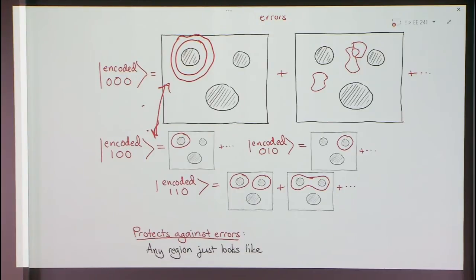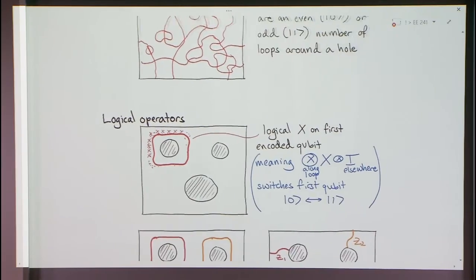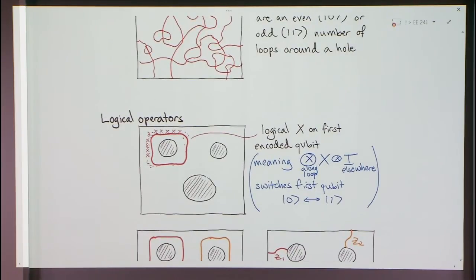If it has an even number of loops around the first hole, it'll have an odd number in the second picture, and vice versa. So this is logical X on the first qubit, because applying that switches the state of the first qubit. You could just choose any cycle you want to run around the hole, and any cycle will work as well. Yeah, this is one logical X.